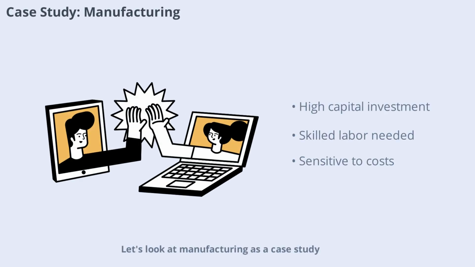Let's look at manufacturing as a case study. This industry typically requires significant capital investment in machinery and equipment, but also relies on skilled labor. Changes in technology, wages, or capital costs can have a major impact on production decisions and employment levels.